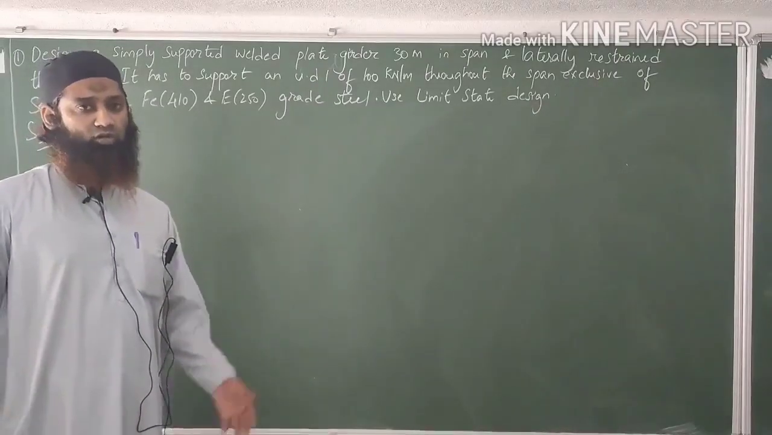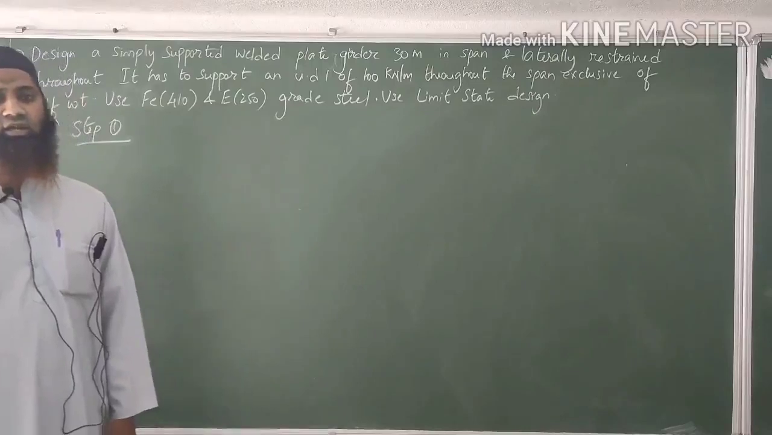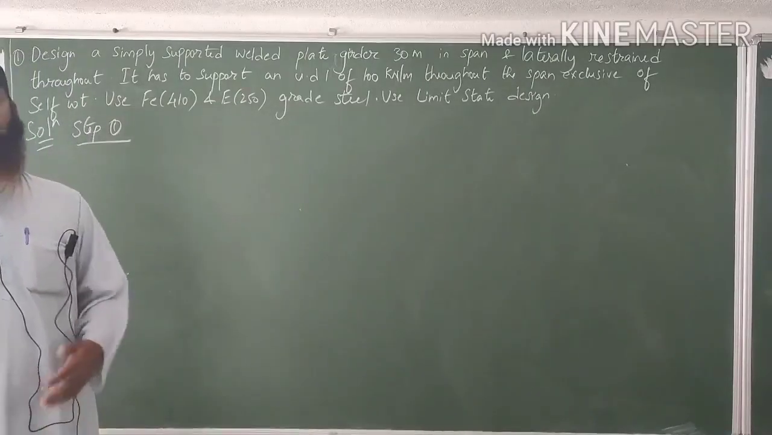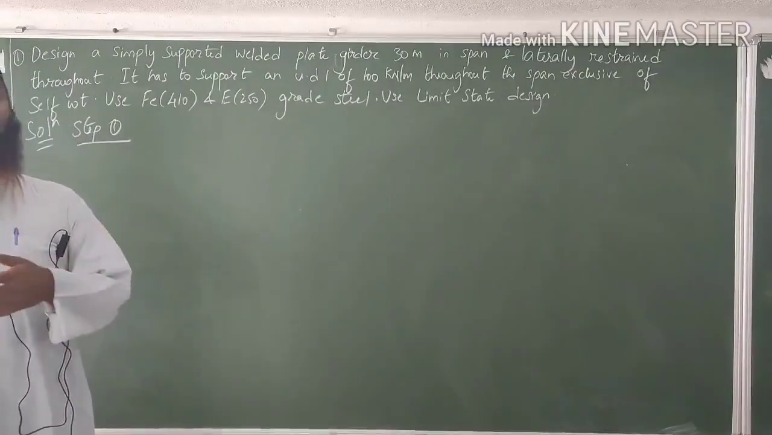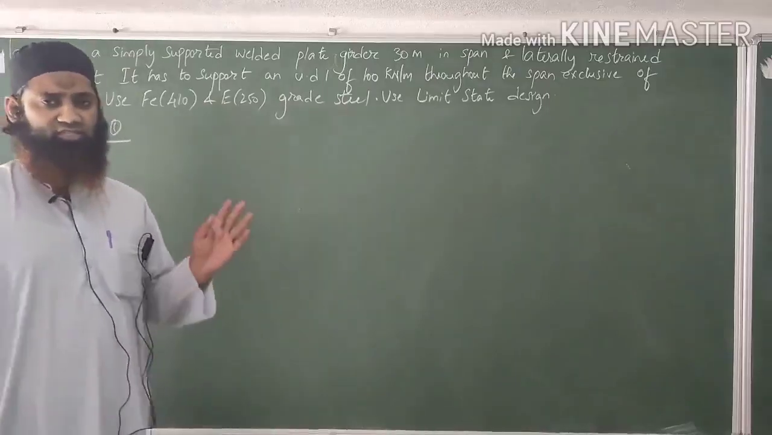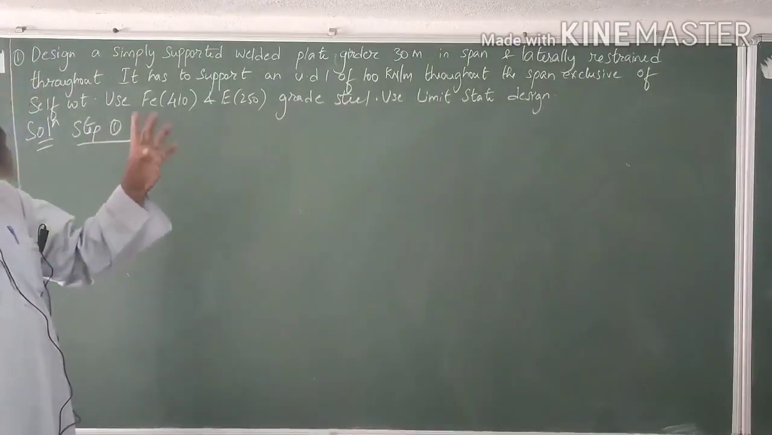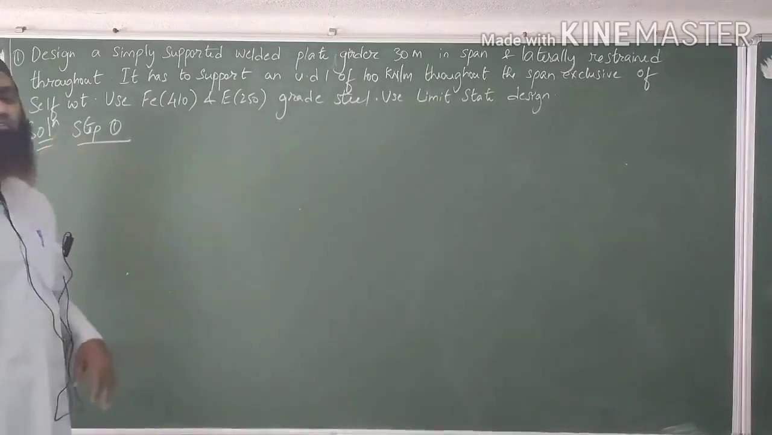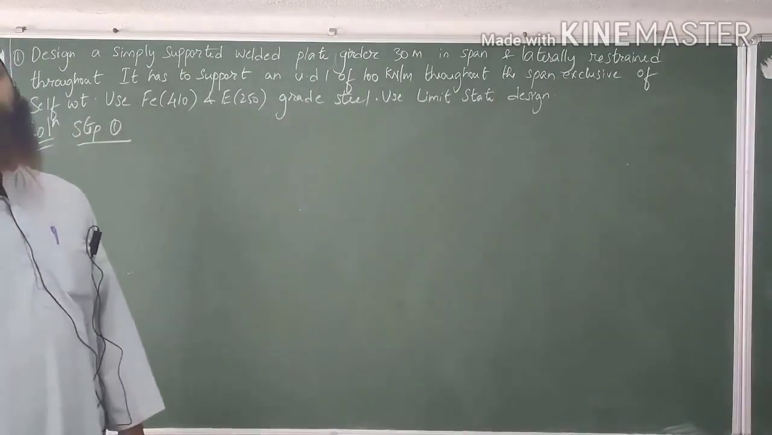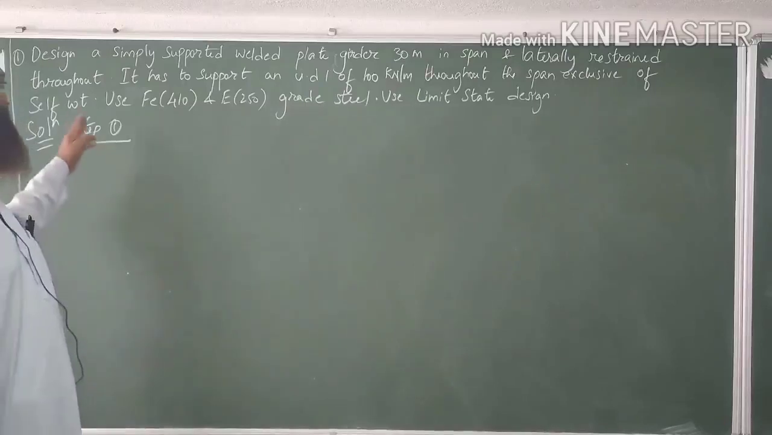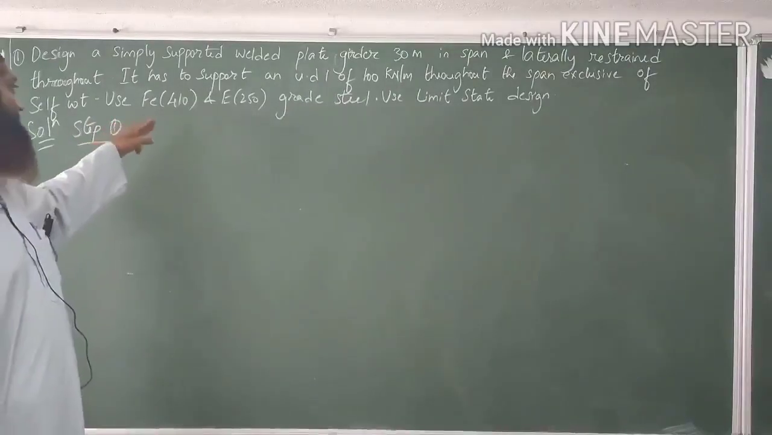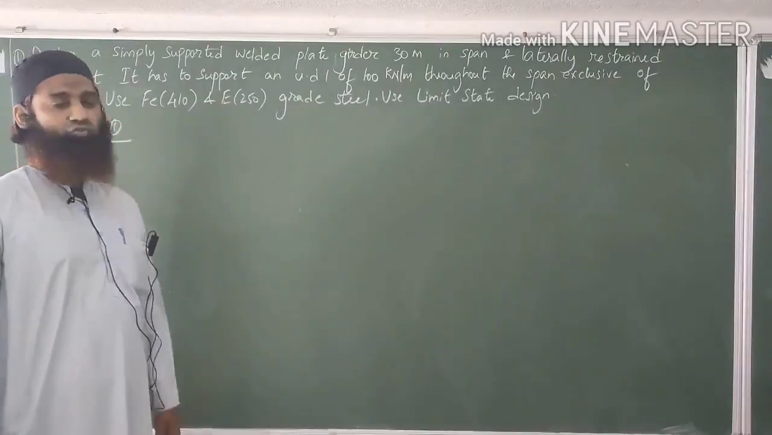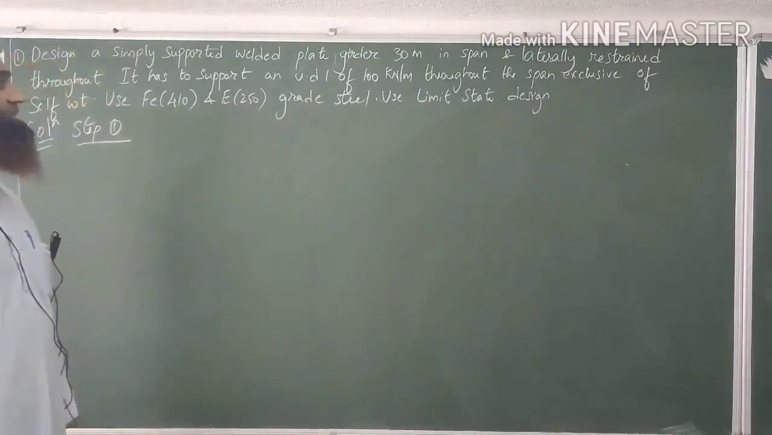As I had told you, the load coming onto the plate girder is normally UDL only, but in some cases you have some point loads also. Anyway, in this case we have only a UDL of 100 kilonewton per meter throughout the span, exclusive of self weight. So self weight he has not given here. We'll have to assume the self weight. Use Fe 410, that is ultimate stress as 410 and yield stress as 250, grade steel. Use limit state design.